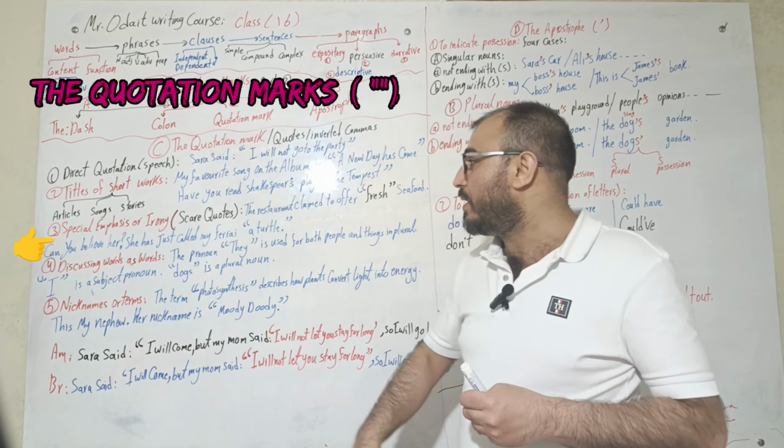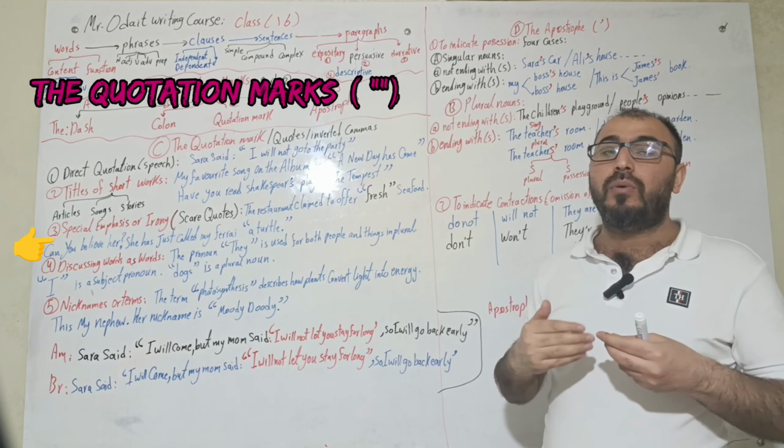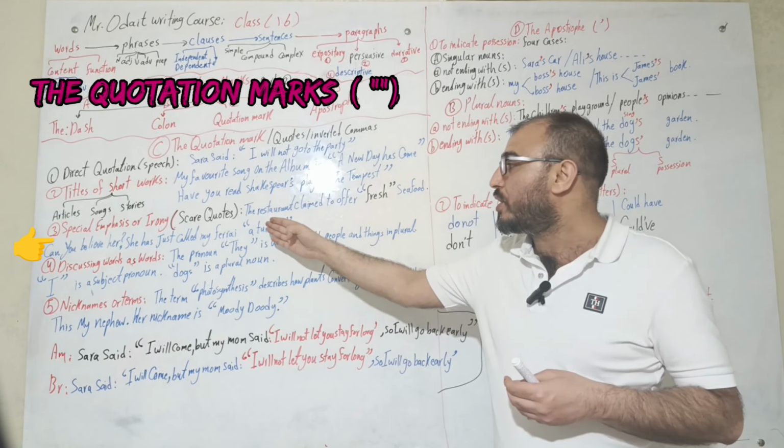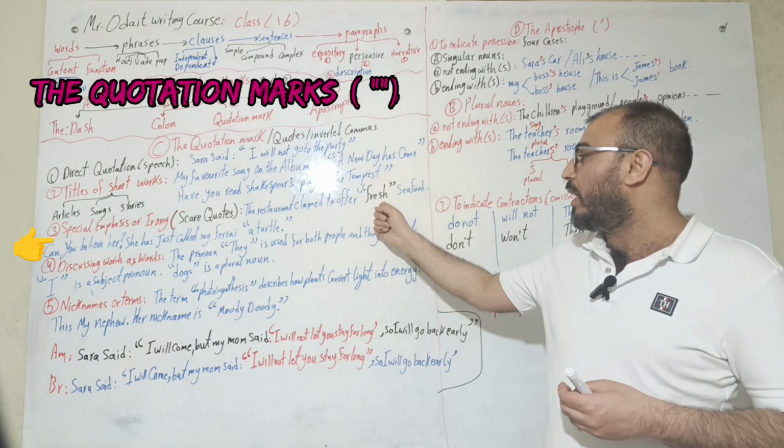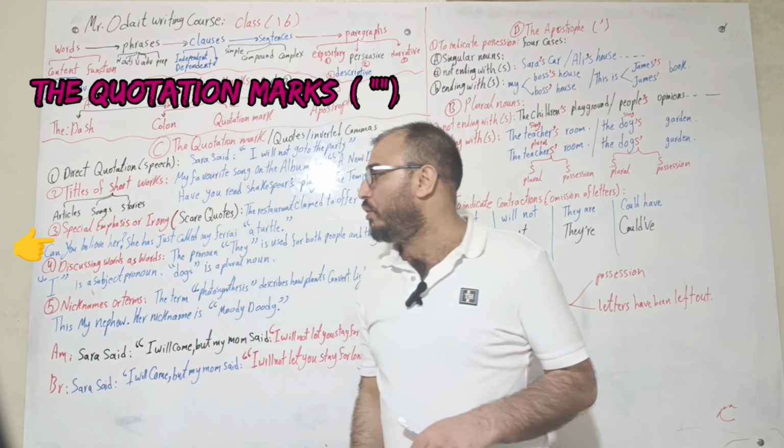Here, my friend, we say "fresh" seafood when we read the sentence, because we want to say indirectly that the restaurant lied to us and told us that the seafood was fresh and it wasn't. And the second one here, my friends, can you believe her?